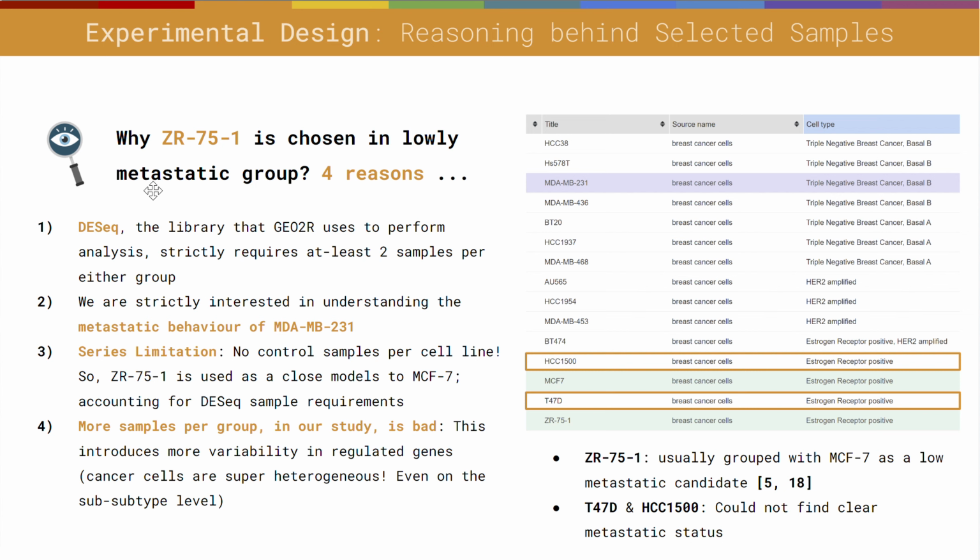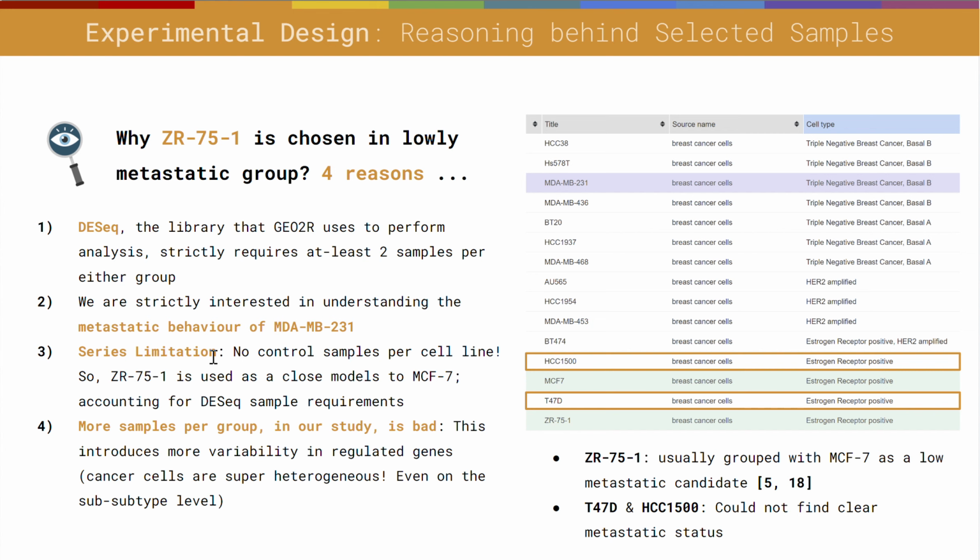And usually the DE library that GEO2R uses, which performs differential expression analysis, strictly requires at least two samples per group. So I didn't want to choose another in the experimental group because I'm specifically looking at MDA-231, but here I was free to choose whatever meets the requirements of a low metastatic candidate. But those two happen to be the ones.